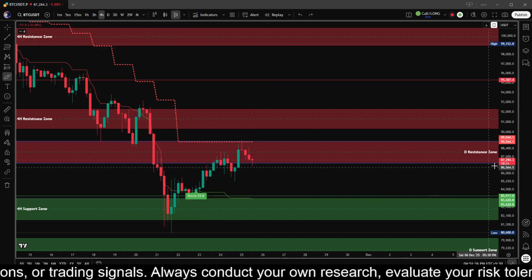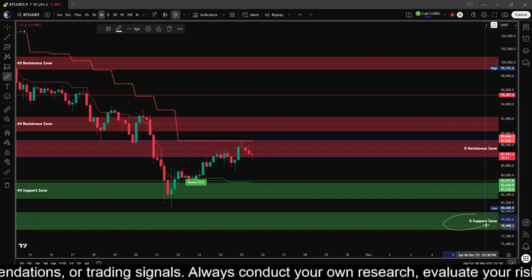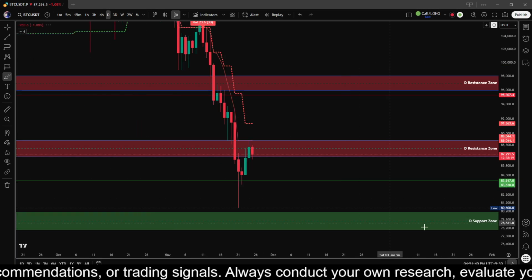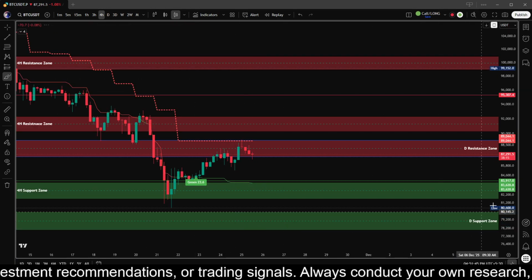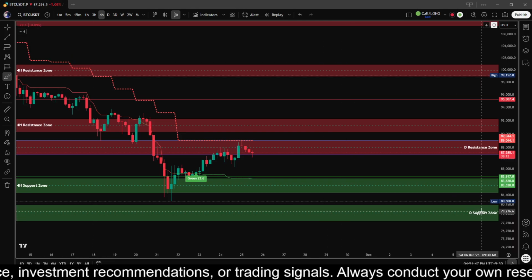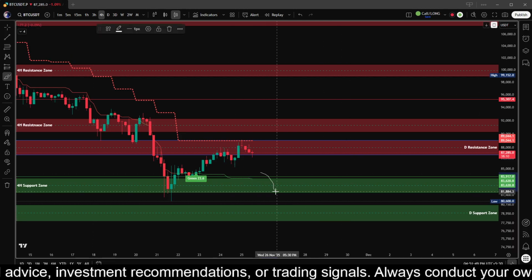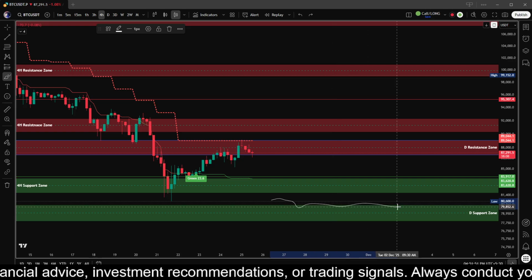Another support we have is this daily support itself, which I have marked in the daily and then added here in the 4-hour. So if by any chance price breaks this level also, then this will act as a support.